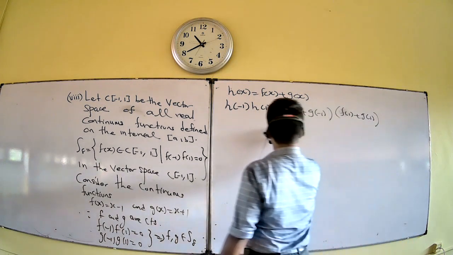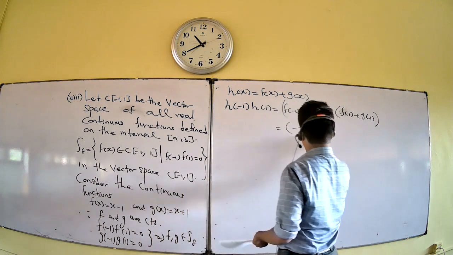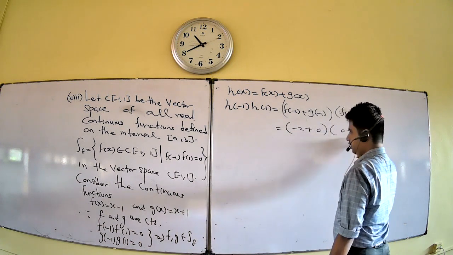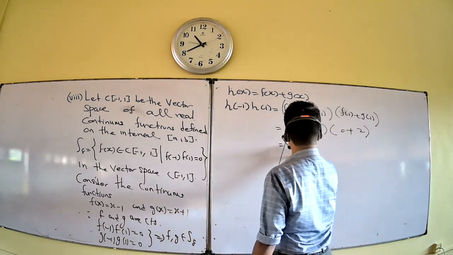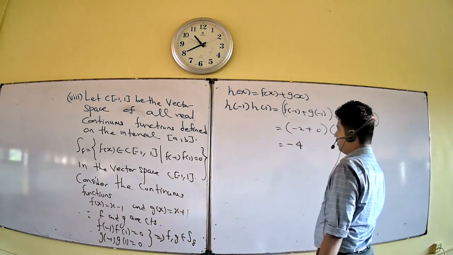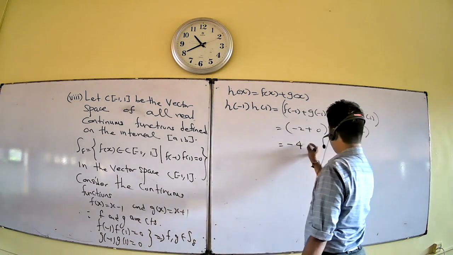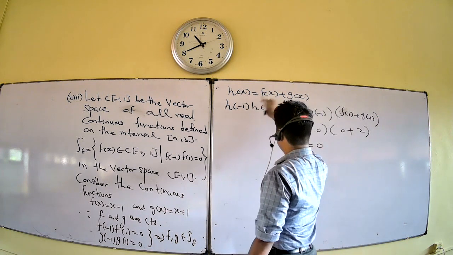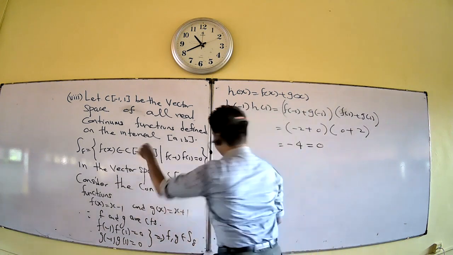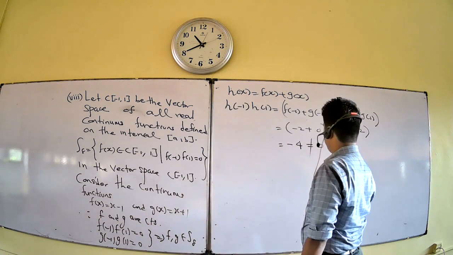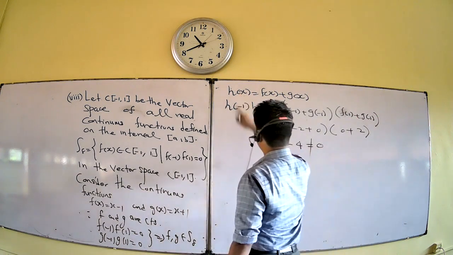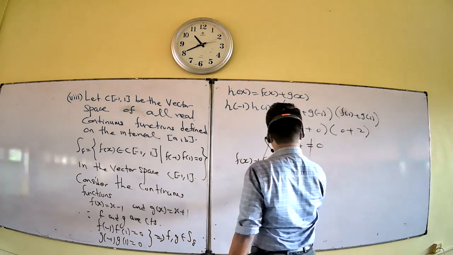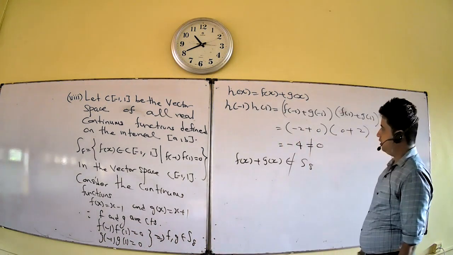So f of minus 1 is minus 2 plus g of minus 1 is 0. And f of 1 is 0 plus g of 1 is 2. So the multiplication of these values is minus 4. If this value were equal to 0, then h, that is f of x plus g of x, would belong to S8. But here this value is minus 4, not equal to 0. Therefore this function h does not satisfy the condition, so f of x plus g of x is not an element of S8. Vector addition is not satisfied here.